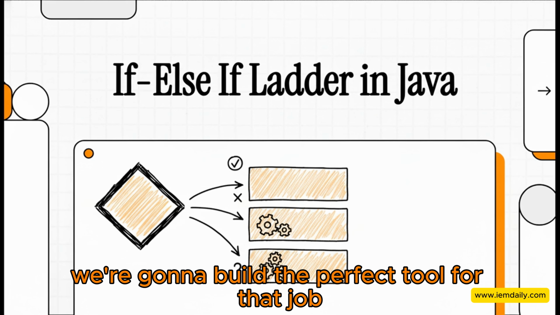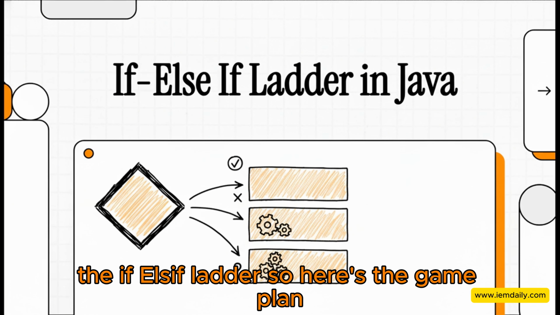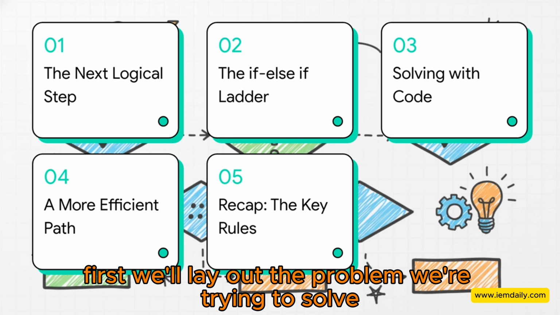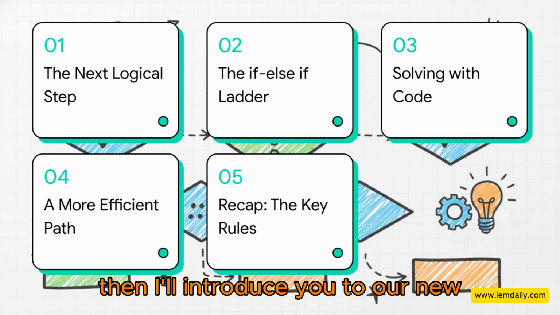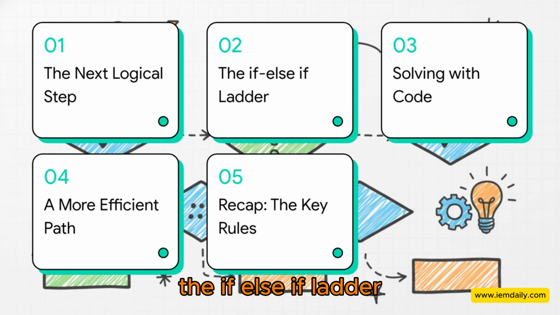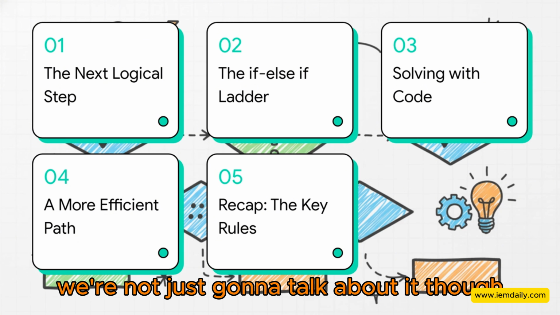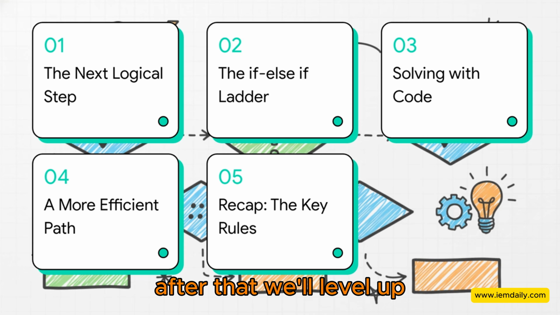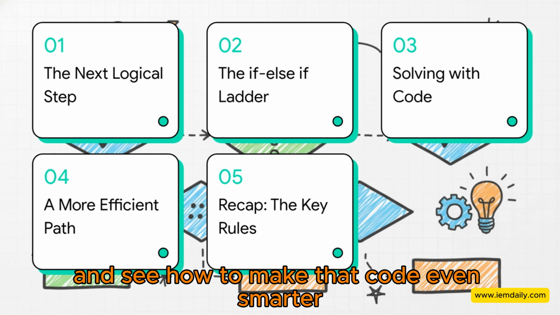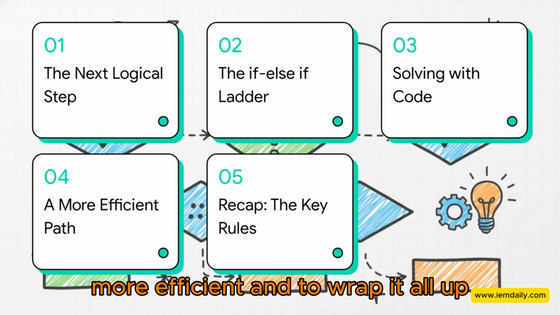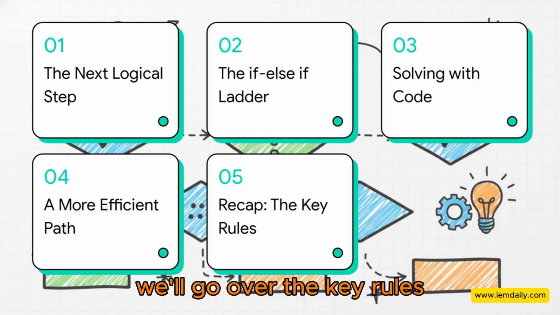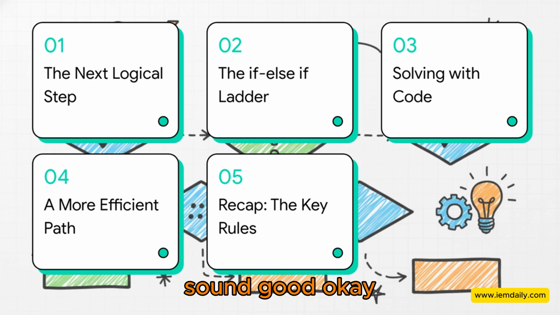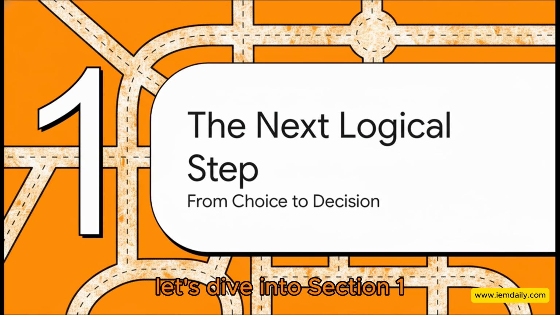We're going to build the perfect tool for that job, the if-else-if ladder. So here's the game plan. First, we'll lay out the problem we're trying to solve. Then, I'll introduce you to our new best friend for this kind of thing, the if-else-if ladder. We're not just going to talk about it, though. We're going to jump right in and write some code. After that, we'll level up and see how to make that code even smarter, more efficient. And to wrap it all up, we'll go over the key rules so you can walk away feeling super confident using this in your own projects. Sound good? Okay, let's dive into section 1.